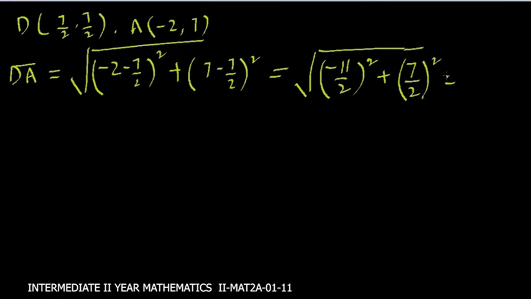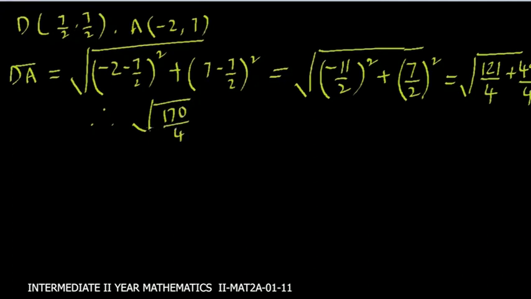So this is equal to 121 by 4 plus 49 by 4. So that is equal to 170 by 4. DA is also equal to the square root of 170 by 4. All four sides are equal. Now we have to find the diagonals.